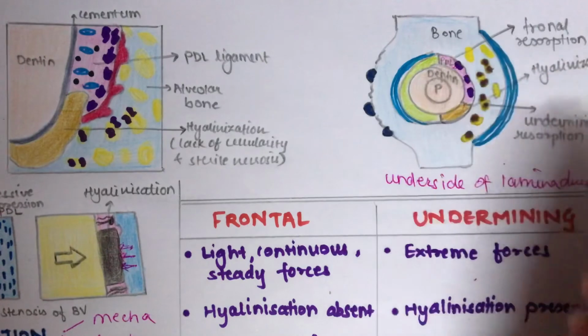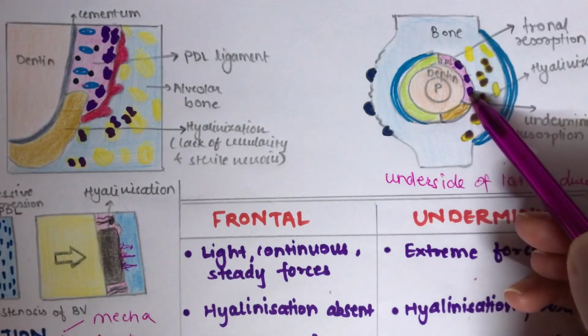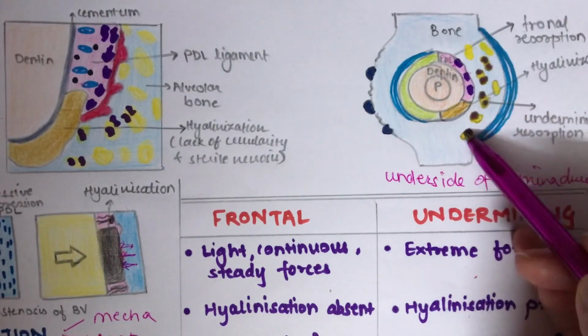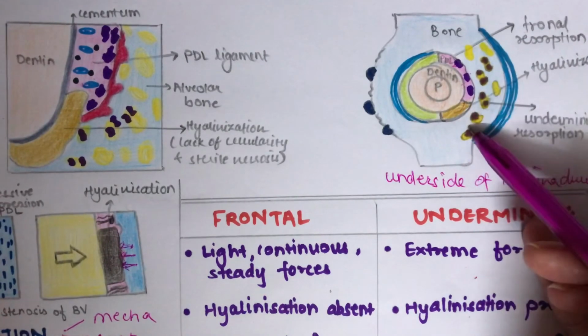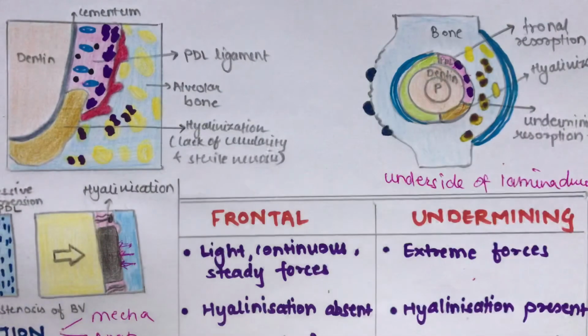So this is the diagram for it. Now you can see over here, this is the PDL. From the PDL, this is known as frontal resorption. Now over here you can see the resorption starts from the adjacent area, from your bone itself. Because of this, it is known as undermined resorption.